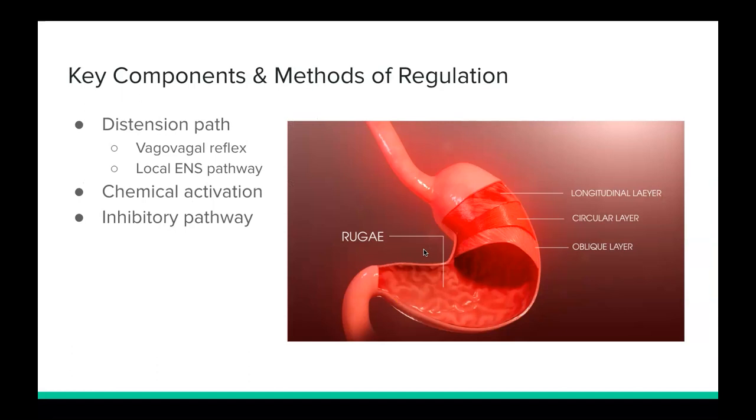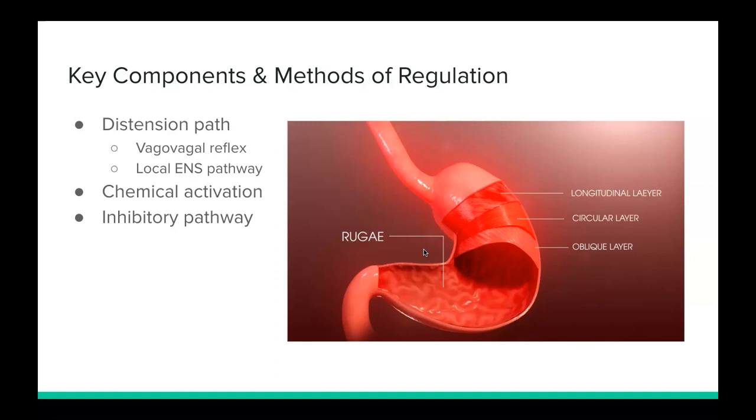Some key components and methods of regulation of the gastric phase of digestion. The distension path, which is another word for stretching. This includes the vagal-vagal reflex and local ENS pathway, which is the enteric nervous system. In the vagal-vagal reflex, distension or stretching activates an afferent pathway, which in turn stimulates efferent responses from the dorsal nucleus of the vagus nerve. And for the local ENS pathway, the activated enteric nervous system releases acetylcholine, stimulating parietal cells to secrete acid.